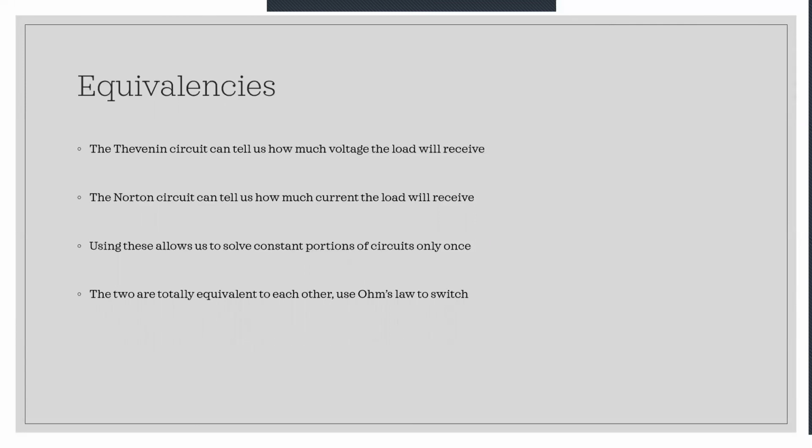Similarly, the Thevenin circuit can show how much voltage the load will receive. Because voltage drop is proportional to resistance, if the Thevenin resistance is much higher than load resistance, very little voltage will drop across the load.